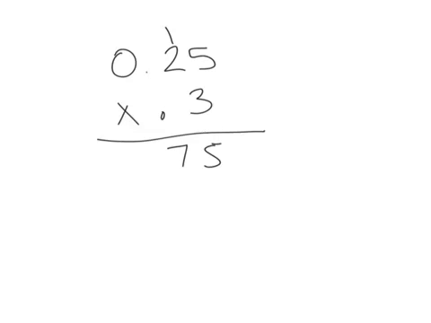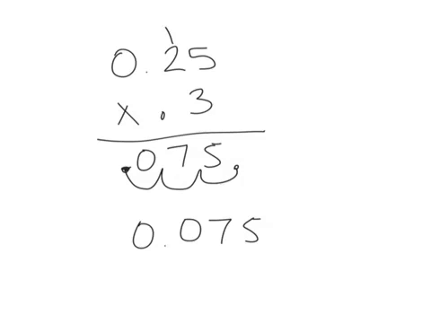So what we're going to do now is move the decimal 3 times. 1, 2, 3. I do have an empty place value here. That means, what's our symbol for empty or nothing? It's 0. I'm going to rewrite this again. So it's 0.075. So 0.25 times 3 is 0.75.